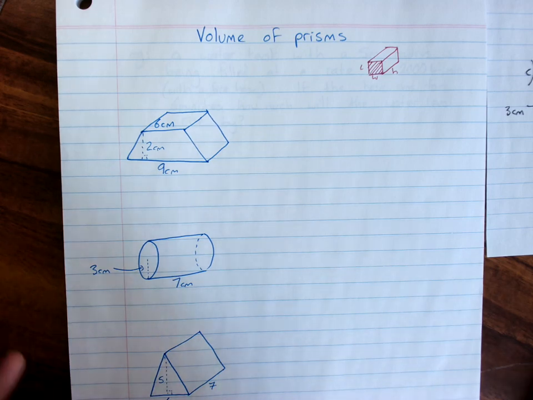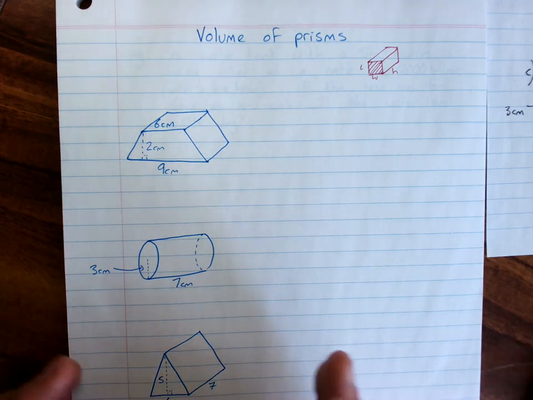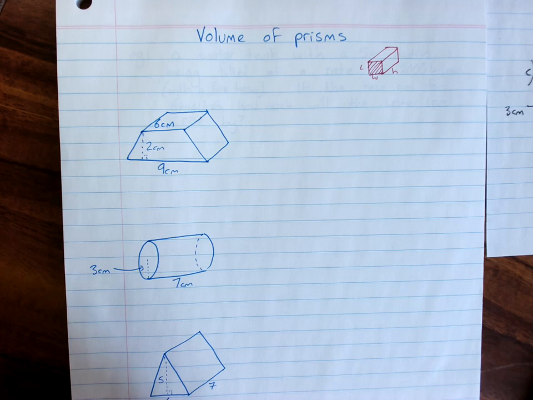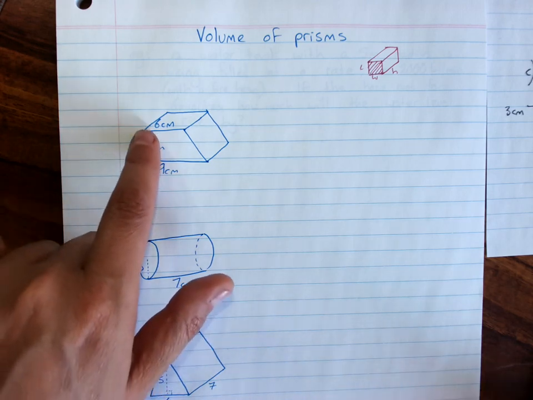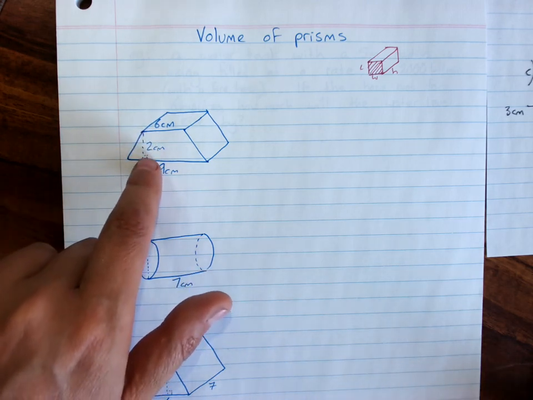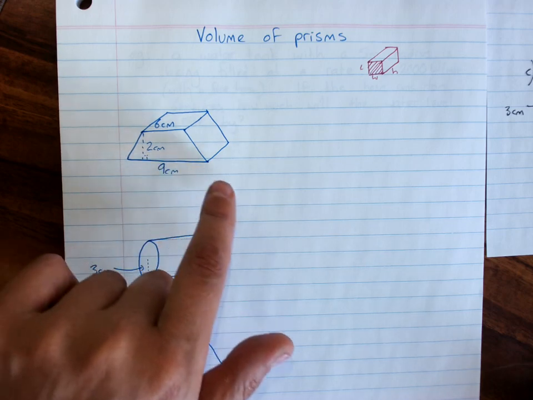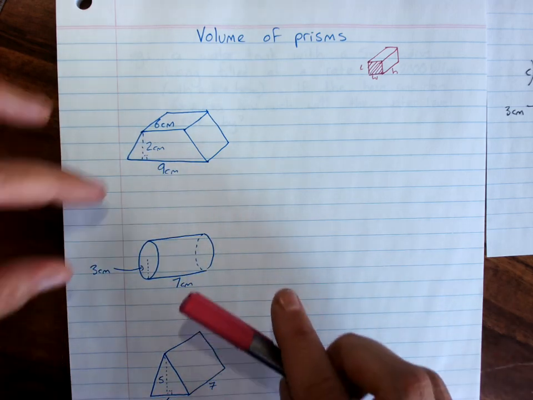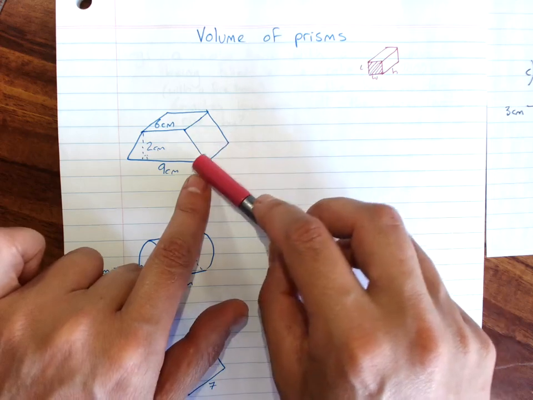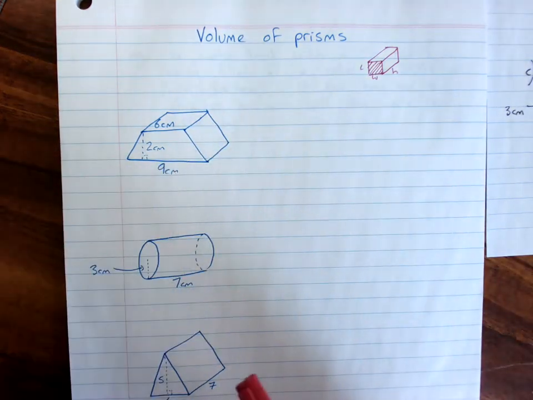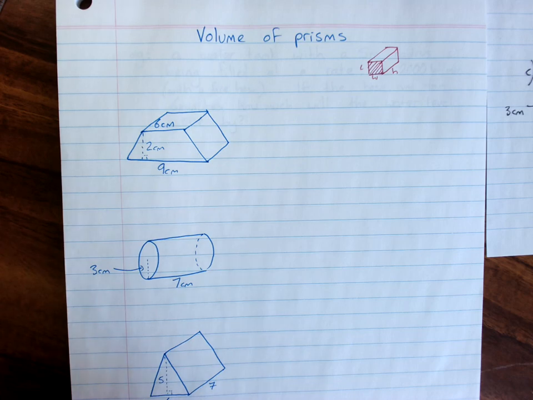So the height of a prism is a very specific thing. It's different to, for example, the height of this trapezium. The height, or the perpendicular height of this prism, is the distance between its two identical trapezoid faces. So this can cause some confusion.